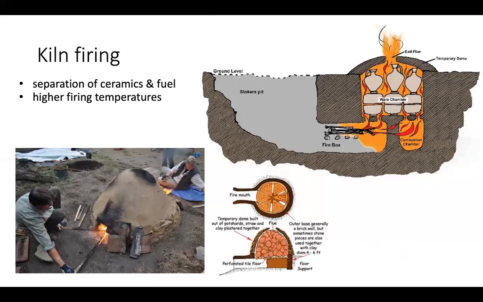Kiln firing. In a kiln firing, the pottery and fuel are kept separate. The pot is usually in a chamber, which is heated by the hot gases and flames created by the fuel. All pottery needs to be fired to about 550 to 600 degrees Celsius, or it'll eventually disintegrate. But ceramics will vitrify or turn to glass at much higher temperatures, around 1050 to 1200 degrees Celsius. And that's when you start to get things like porcelain. And you need a kiln to really reach those high temperatures.